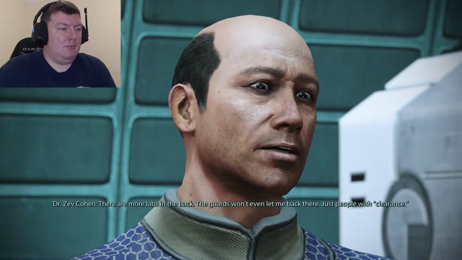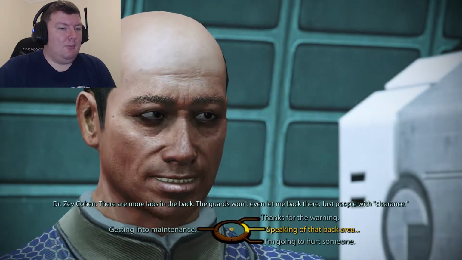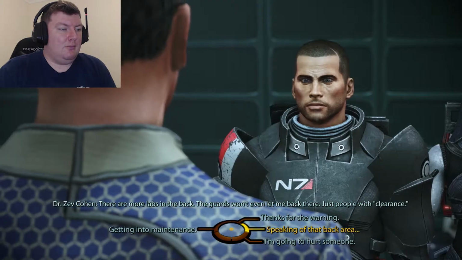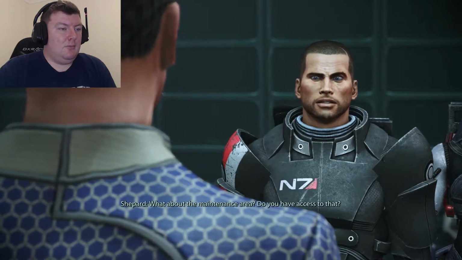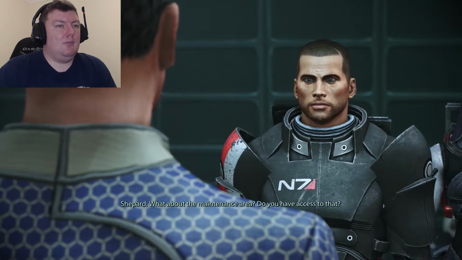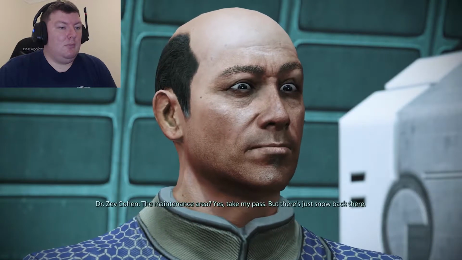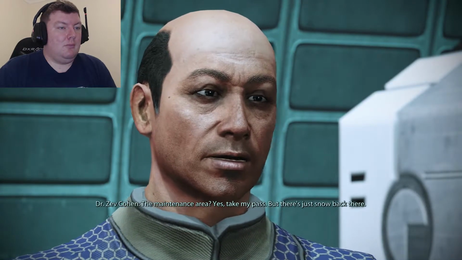And there are more labs in the back. The guards won't even let me back there. Just people with clearance. What about the maintenance area? Do you have access to that? The maintenance area? Yes. Take my pass. But there's just snow back there.